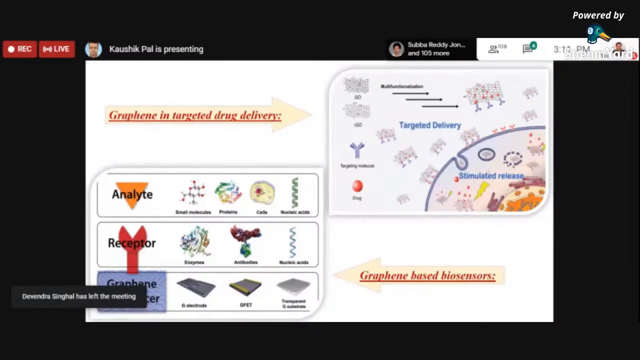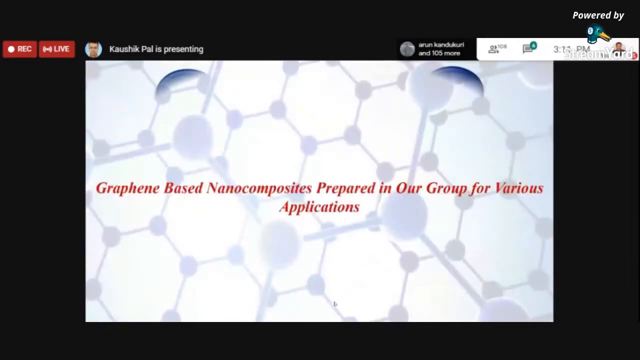So when I explain that particular thing, I'll tell you why we are doing this kind of technology. Now if I talk about graphene-based biosensors, there are so many things. Analytes: small molecules, proteins, cells, nucleic acids. Receptors: enzymes, antibodies, nucleic acids. Graphene transducers: the G electrode, GFET, transparent G substrates. These are all examples of the different types of biosensors.